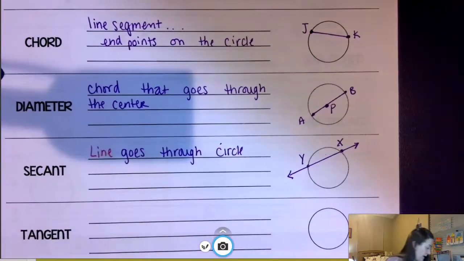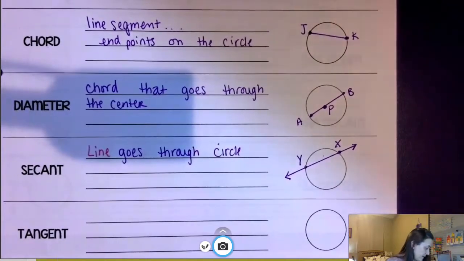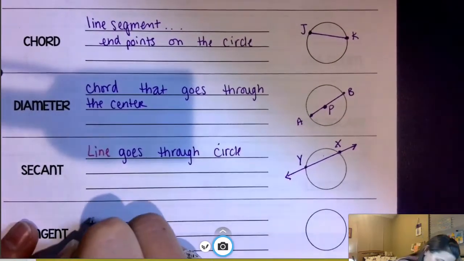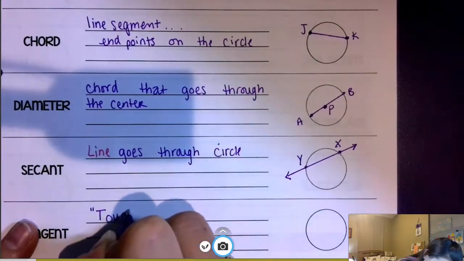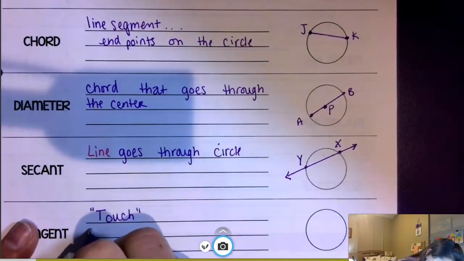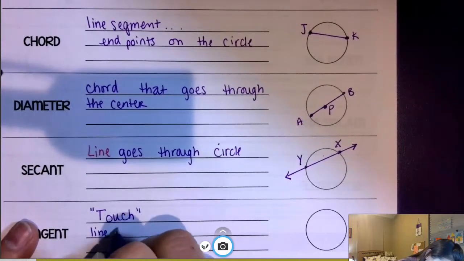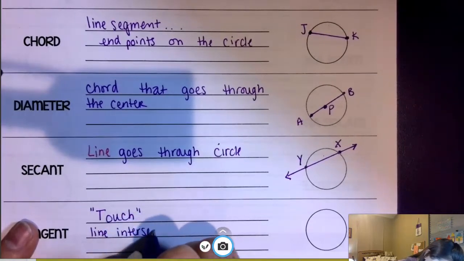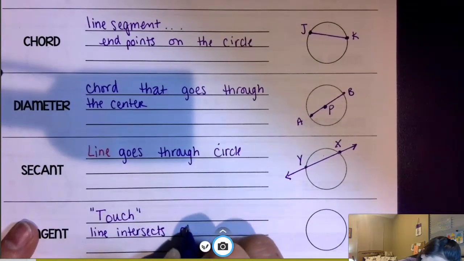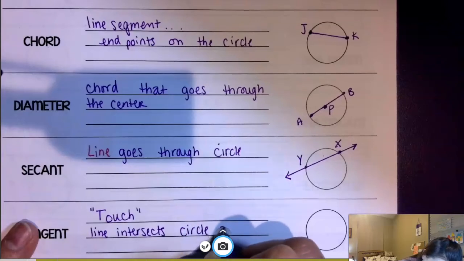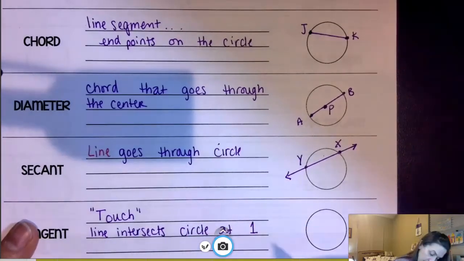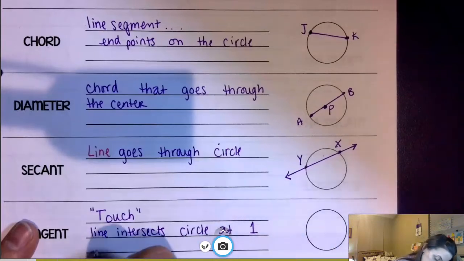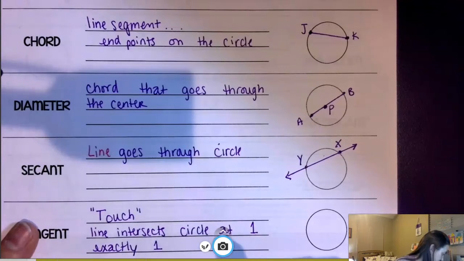Tangent is similar to that. Tangent is a line that intersects the circle at exactly one place. I always think tangent, touch. Line intersects circle at one place. At exactly one place.